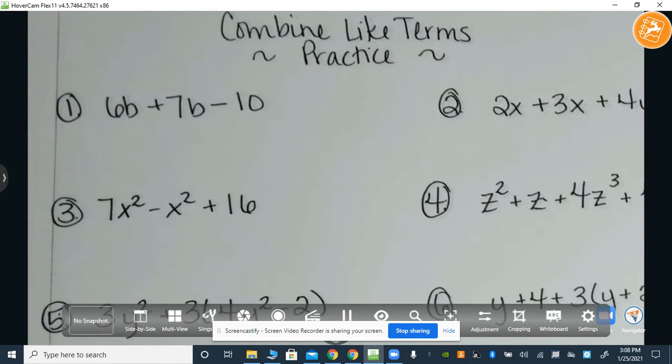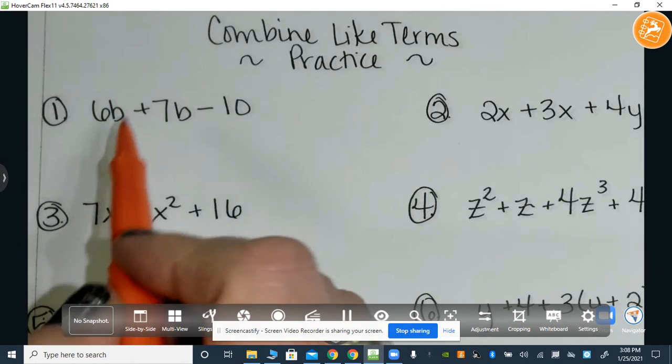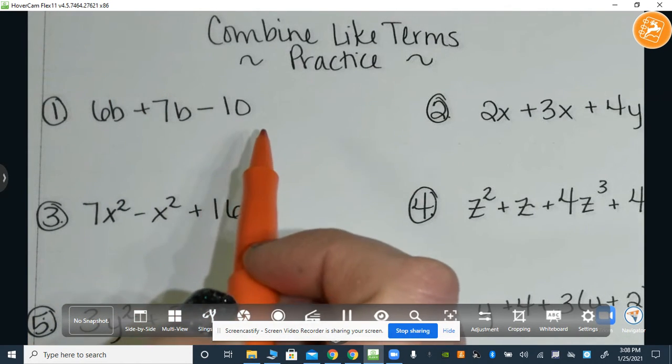This is our practice here. All right, so we did this on Thursday. We practiced it. You did it on Friday when you were practicing on IXL, and today is our third day of practicing it.